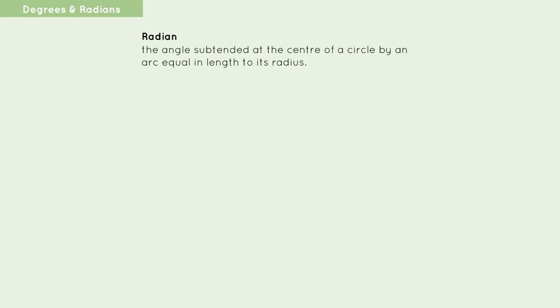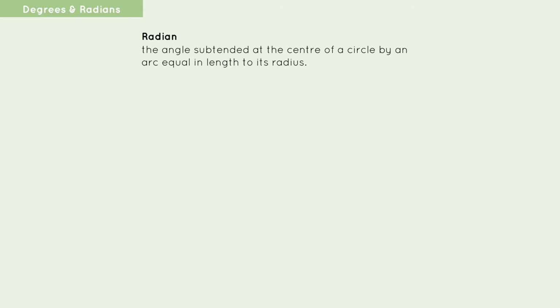So now we're going to be discussing degrees and radians. Usually for trig we will use radians, but you are probably more well versed with degrees, so we have to shift our mindset a bit. First I will introduce to you what a radian is. Very formally speaking, the radian is the angle subtended at the center of a circle by an arc equal in length to its radius.